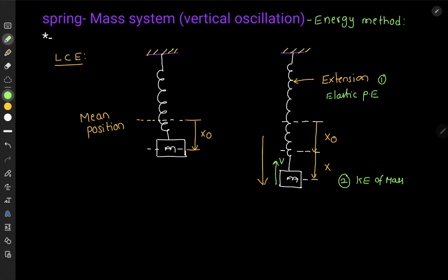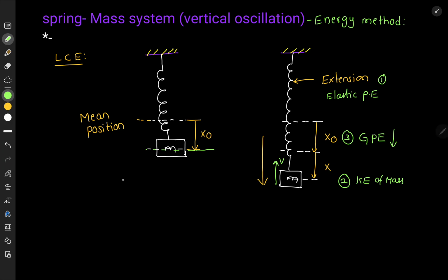apart from its mean position, it is coming down, right? It has moved downward. Due to this change in displacement, what will happen? The gravitational potential energy is going to decrease. So that we have to understand. Now I hope you understand what energies are involved in this spring mass system. Now that total energy is going to be constant.